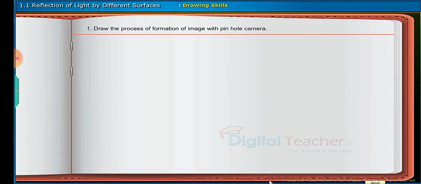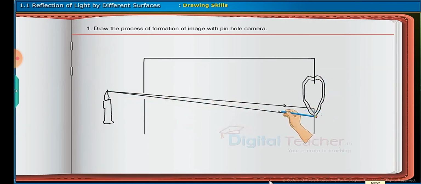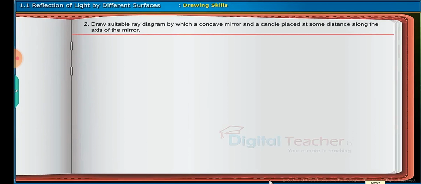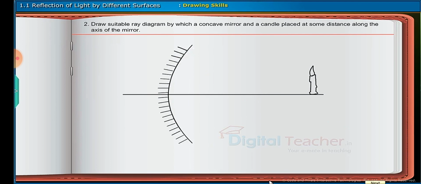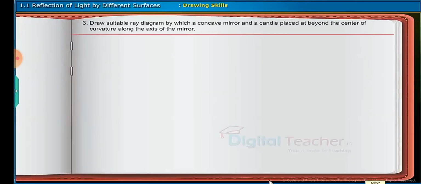Drawing skills. Draw the process of formation of image with a pinhole camera. Drawing skills. Draw a suitable ray diagram for a concave mirror and a candle placed at the same distance along the axis of the mirror. Drawing skills. Draw a suitable ray diagram for a concave mirror and a candle placed beyond the center of curvature along the axis of the mirror.